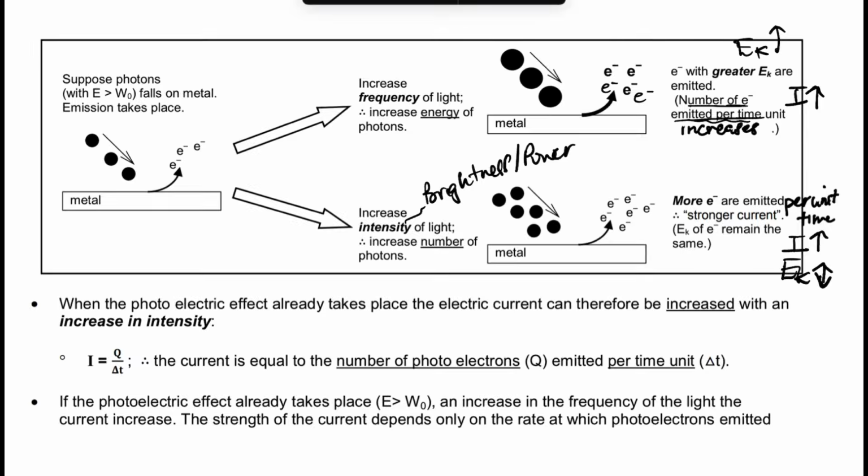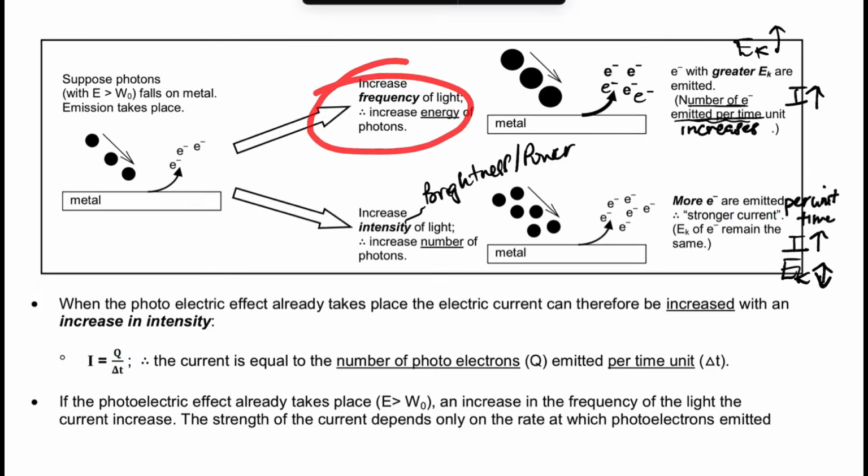It's very important. When the photoelectric effect has already taken place, the current can be increased with an increase in intensity, which is the brightness. In the formula I = Q divided by t, where t is the time, the current is equal to the number of photoelectrons over time, right? If the photoelectric effect has already taken place, the increase in frequency of light increases the what? The current.